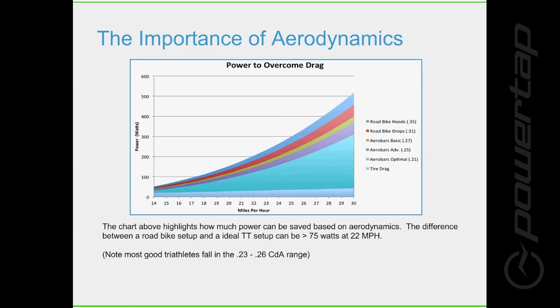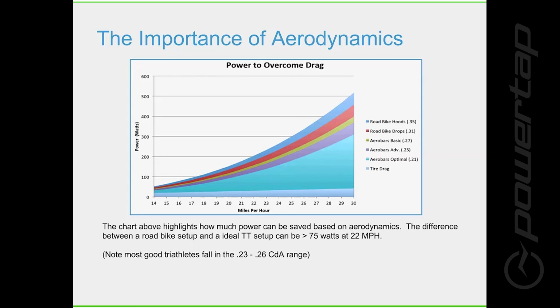Just to put it in reference, tire drag, which we'll call CRR, rolling resistance, is linear. So the faster you go, it does tend to take a little bit more effort to overcome that resistance, but it's minimal compared to the drag that you're experiencing.